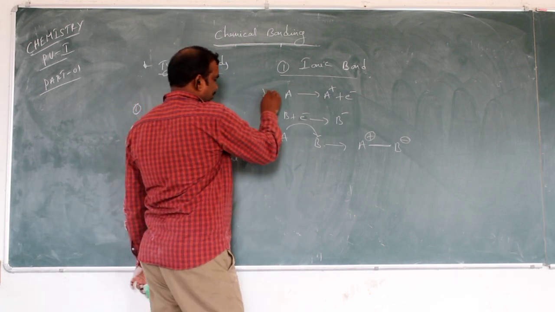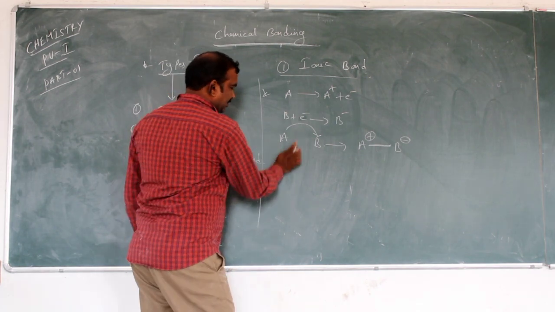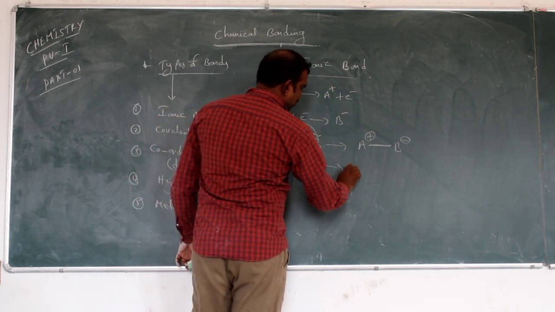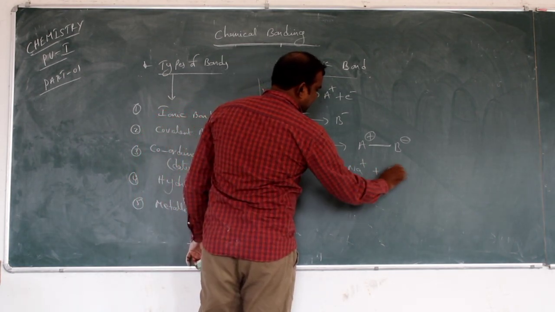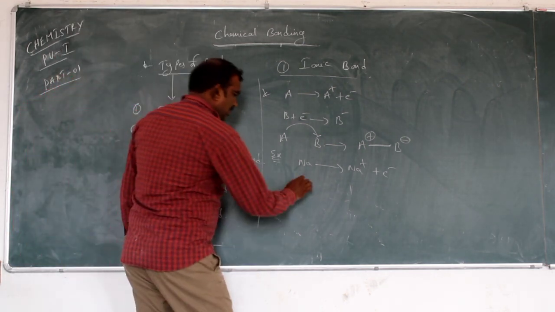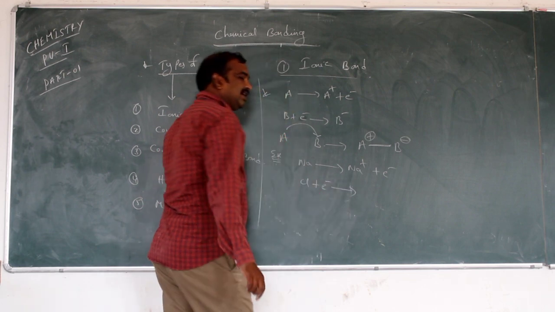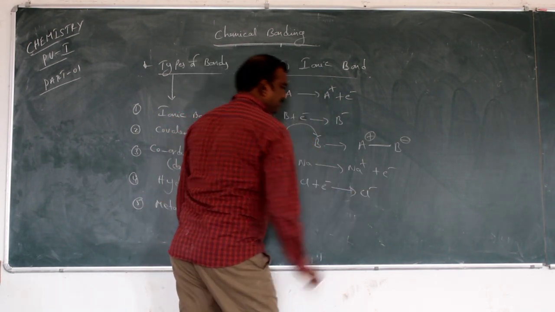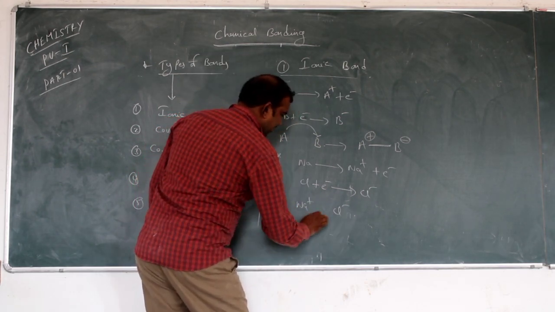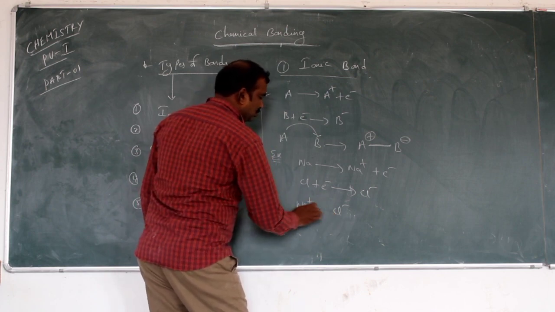So this is generally written. If you take an example, look here. Na loses an electron and becomes Na plus. Like that, Cl gains that electron and becomes Cl minus. So between Na plus and Cl minus, the bond is formed by the transfer of electrons between the two ions.